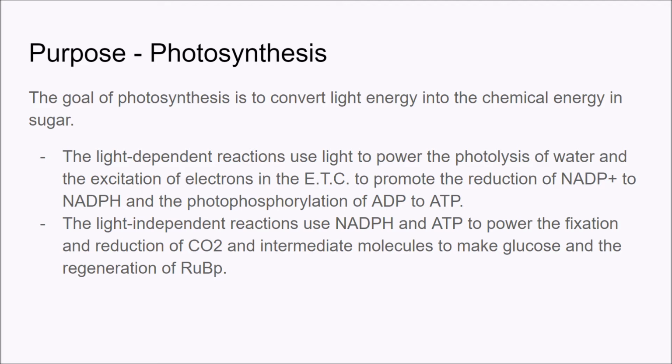That uses those molecular batteries that we charged up in the light-dependent reactions, the NADPH and ATP, to power the fixation and reduction of CO2 and all those other molecules that we don't need to know too much detail about in the Calvin cycle into glucose and also RuBP. Because remember, RuBP, ribulose bisphosphate, is the molecule we need to reset the cycle and go again and again.